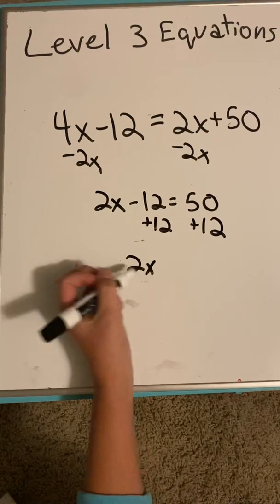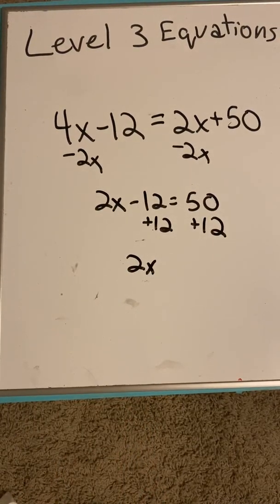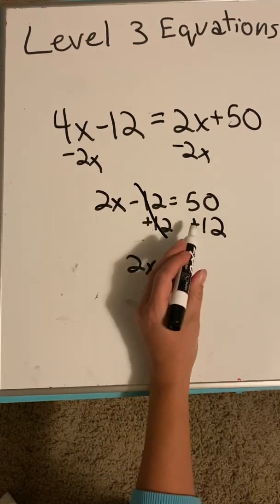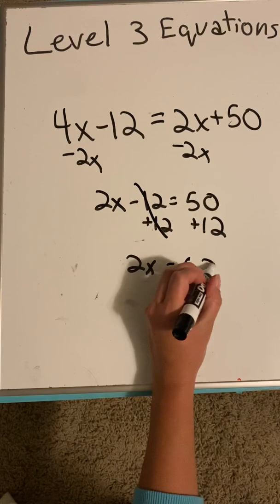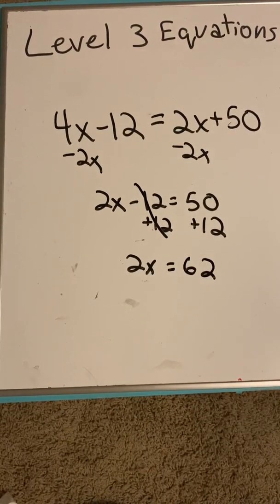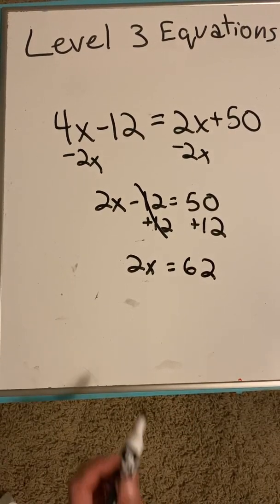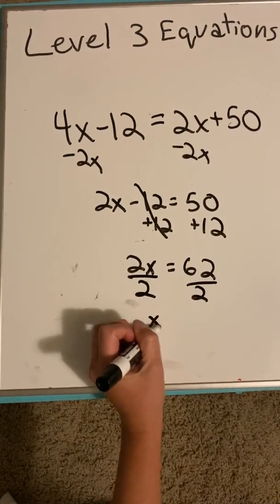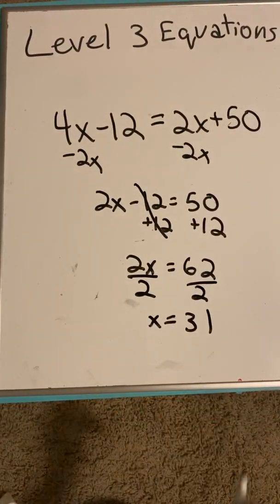And again, these second and third steps here I'm going through a little bit faster because you've already passed those levels, so that should be a little bit easier for you. Those add out. 50 plus 12 is 62. Once we get down here, now we're at the one-step part. Number next to a letter means we're multiplying, so we're going to divide. And x is going to equal 31.